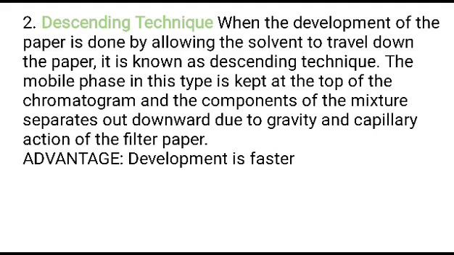Descending technique. Descending technique means when the development of the paper is done by allowing the solvent to travel down the paper. The mobile phase in this type is kept at the top of the chromatogram, and components of the mixture separate out downwards due to gravity and capillary action of the filter paper. The advantage of this method is that the development is faster because it works with gravity.